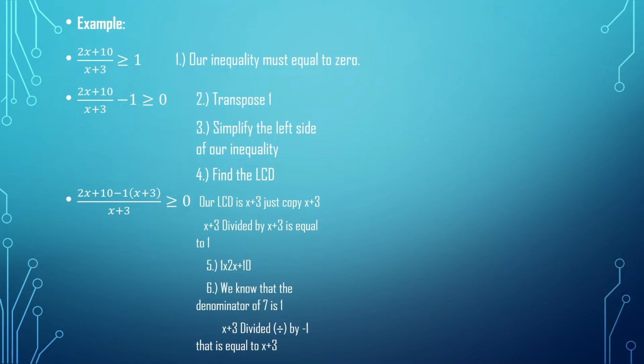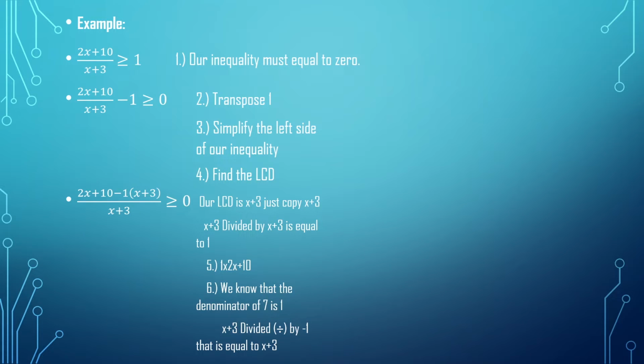For the next inequality, first, our inequality must be 0, so we transpose 1. Simplify the left side of our inequality, then we find the LCD. Our LCD is x plus 3. Just copy x plus 3. x plus 3 divided by x plus 3 is equal to 1. Then 1 times x, 2x plus 10.